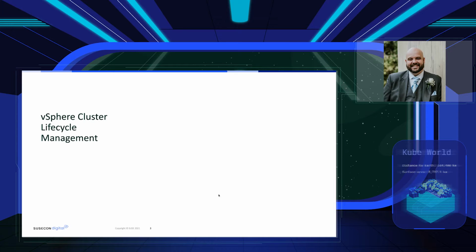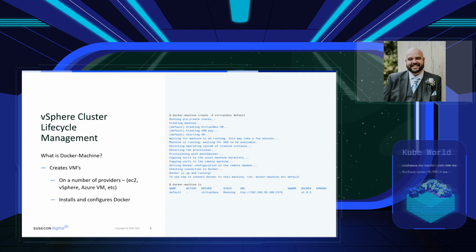To understand how Rancher provisions clusters onto vSphere, we have to look back to a project called Docker Machine. Docker Machine is essentially a utility that creates virtual machines on a number of different providers such as EC2, vSphere, Azure, etc., and it installs and configures Docker. So it's a very simple, very opinionated piece of utility that simply installs Docker.